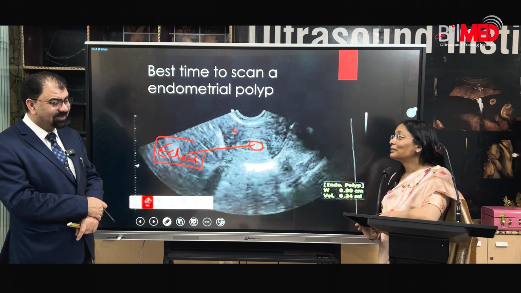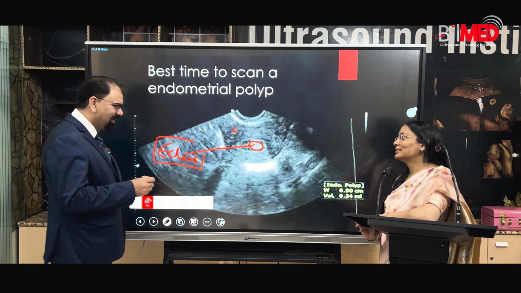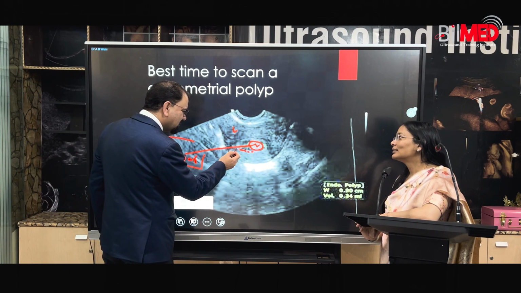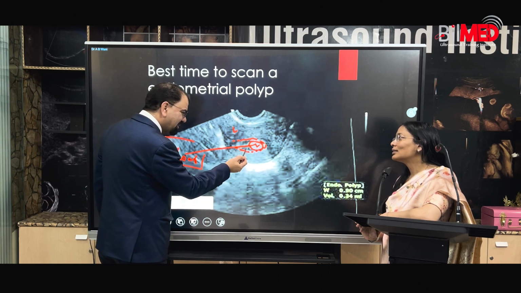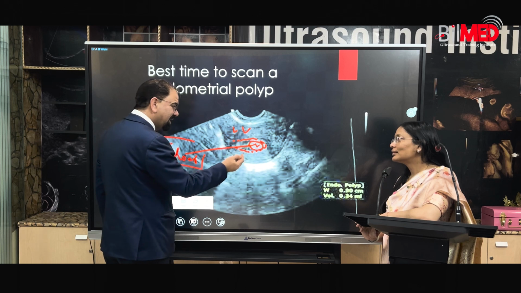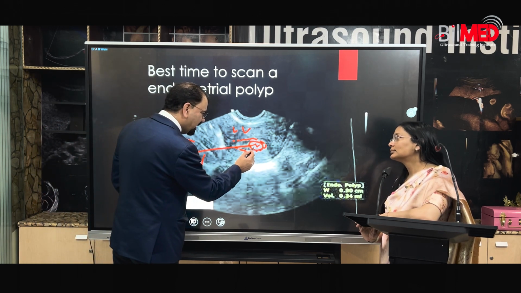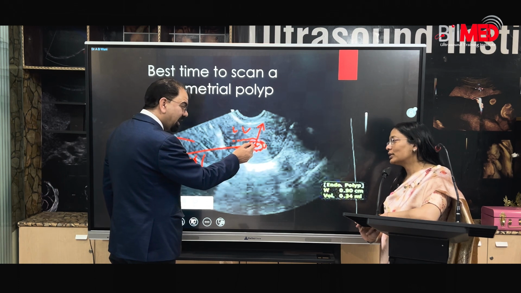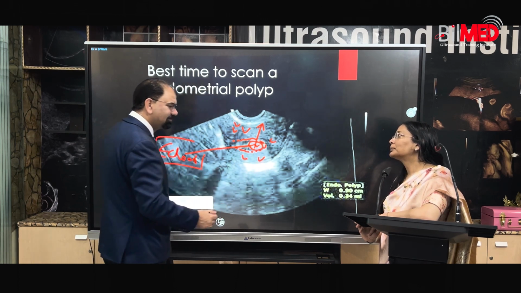Why will it be more? Because it arises from the endometrium. Right. As is the father, so will be the son. Endometrium is hyperechoic compared to myometrium. Am I right? Yes, you are right. So, as is the father, so will be the son, the polyps will be hyperechoic as compared to myometrium.